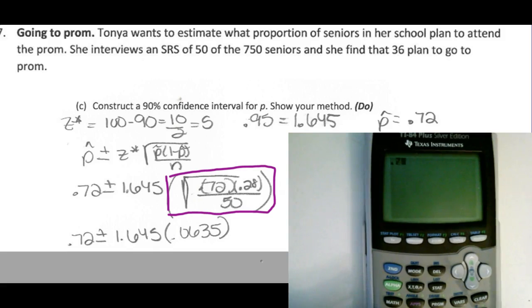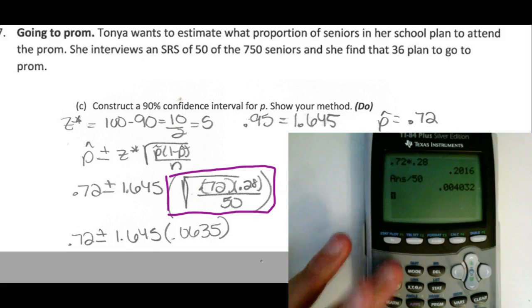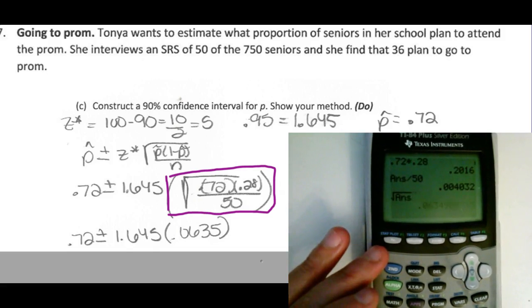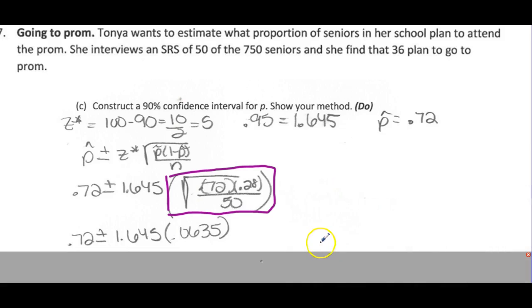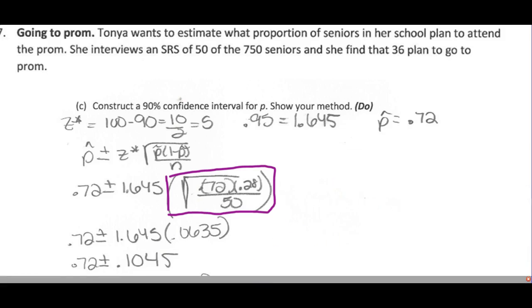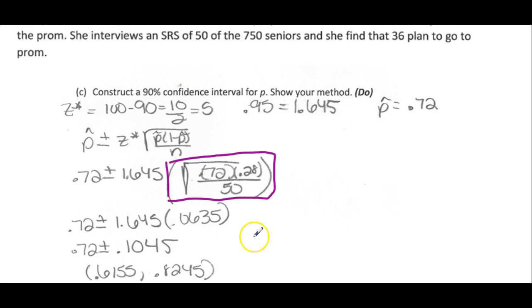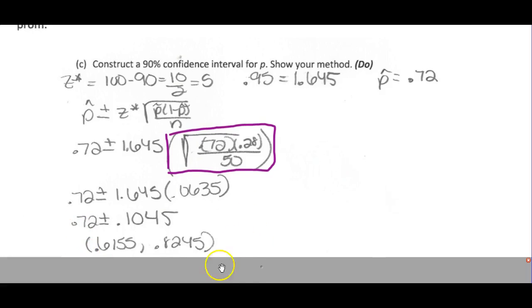So I'll do 0.72 times 0.28. I'll hit enter. I will immediately divide that by whatever my sample size was, and then I'll just take the square root of that answer. And that's how I got 0.0635. Then I can do the math for the rest of it as well, which gave me 0.72 plus or minus 0.1045.